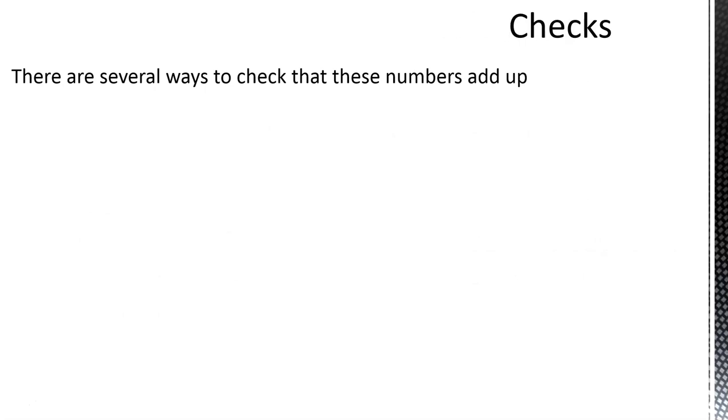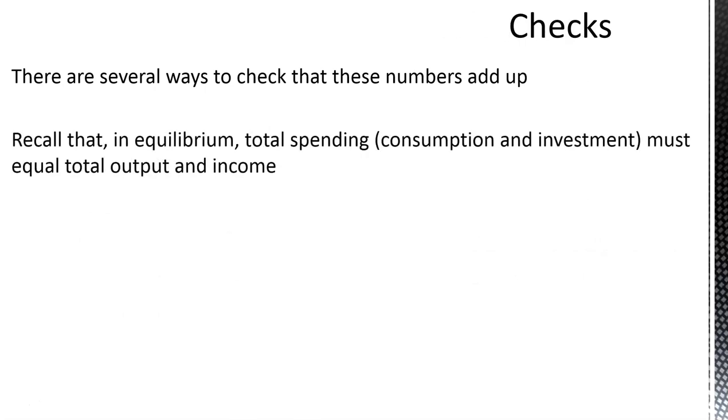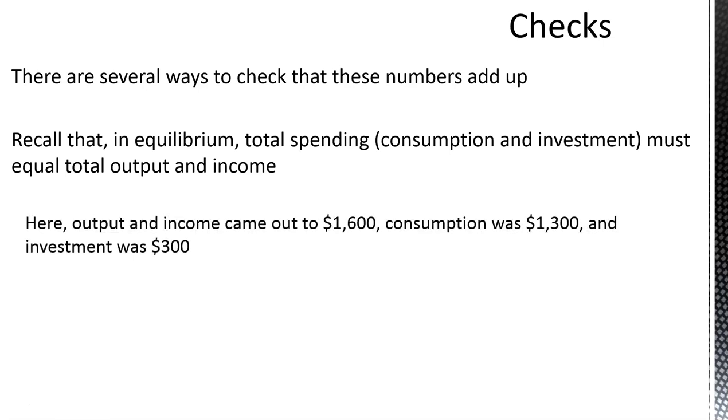If you recall, in equilibrium, total spending, which is consumption and investment spending, must equal total output and income, so we can check for that. Here, output and income came out to $1,600, consumption spending came out to $1,300, and investment was $300. So total spending, $1,300 plus $300, did come out to output and income of $1,600.